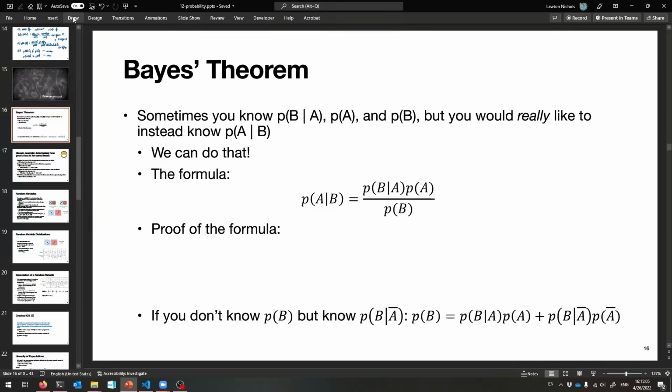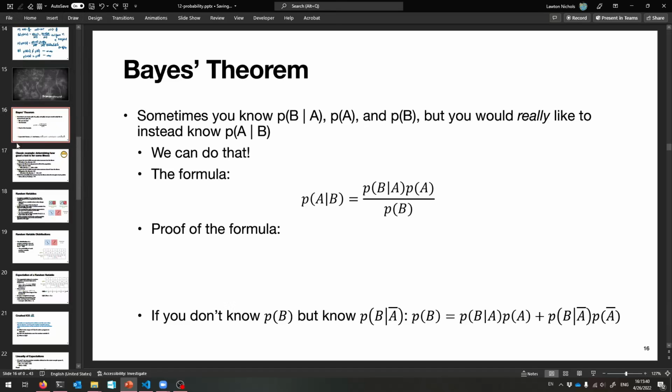Sometimes we know the probability of B given that A occurred. That's nice to know. Usually it's easy to just get these normal ones. We know the probability of A and the probability of B. But what we really wanted this whole time was the probability of A given that B occurred, the flip side of this one. You can get that. Here is the formula. Here is Bayes' theorem. The probability of A given B in terms of those other three things, the flip side and just the individual probabilities of each. That's how you can flip it around, which is really cool.